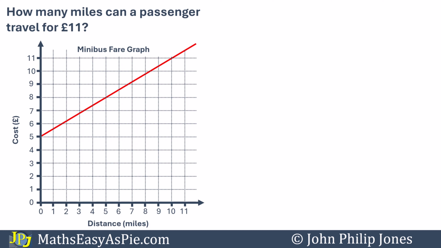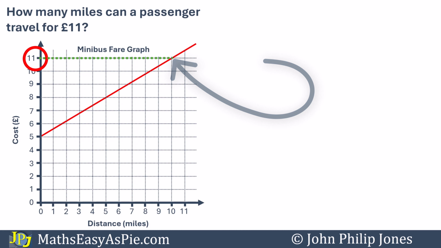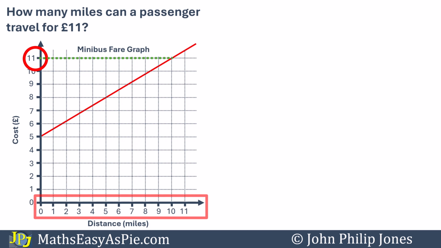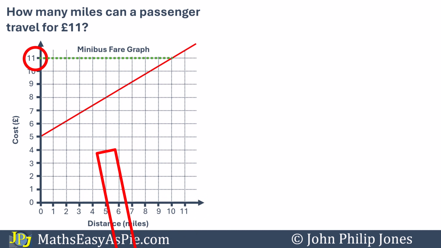Step 1 is to locate the £11 on the y-axis, as you can see by the circle that just bounced into position. The next step is to take a line from the 11 to the plot, and you can see I've shown that in this dotted green line. Where the red line and the dotted green line intersect, another line is drawn down to the x-axis, which is marking off the distance in miles.